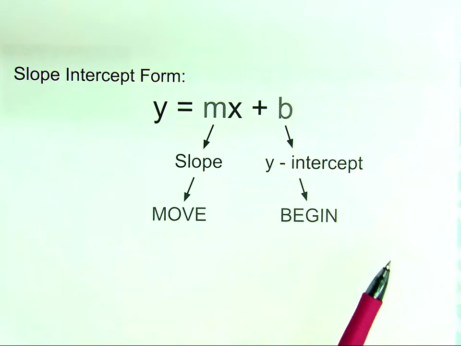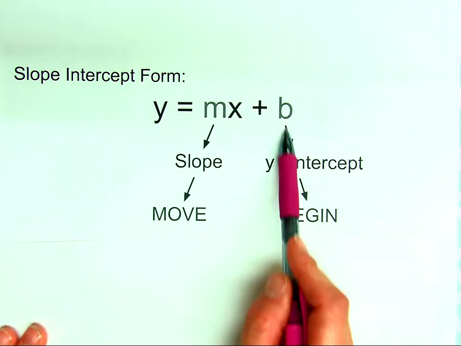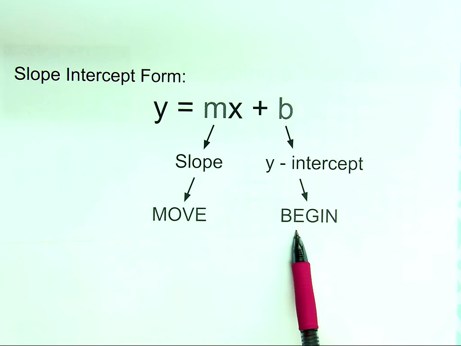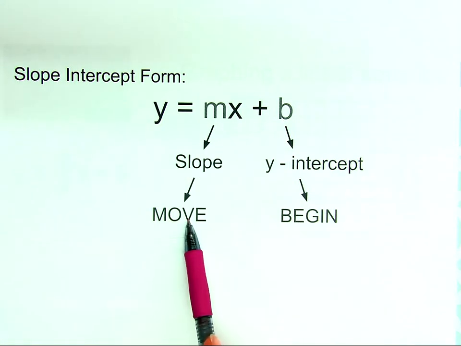Now, just a little bit more specifically, we are going to begin with the number for our y-intercept. That's the first thing we're going to do, is start with that point, and then our slope is going to tell us how to move. So let's look at an example.